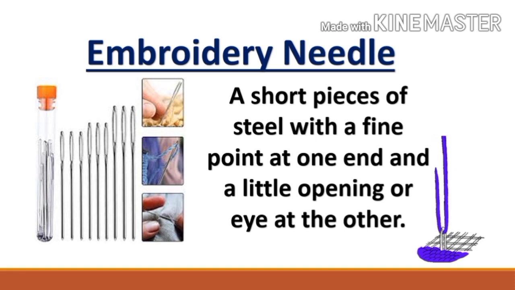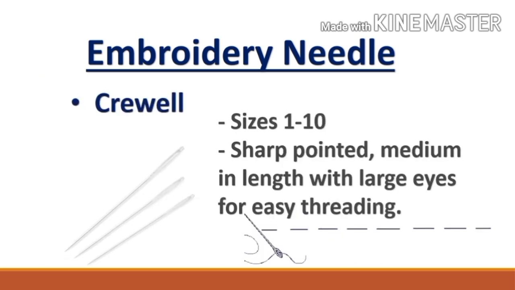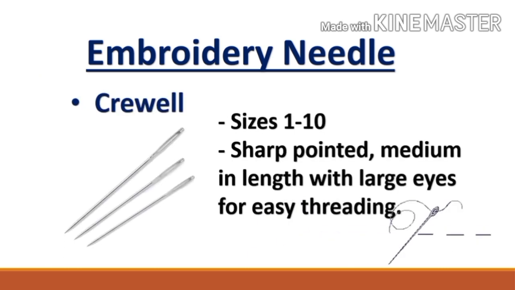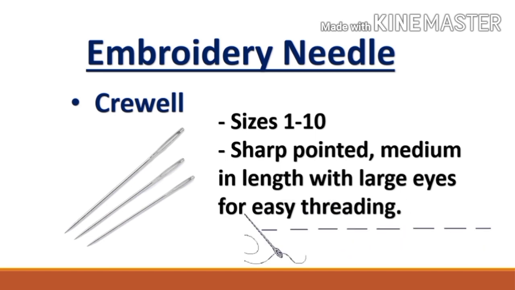The kind of embroidery work to do and the kind of thread to use are two things to be considered in choosing your needle. There are different kinds of needle. The first one is crewel. It has sizes 1 to 10. Crewel is sharp-pointed, medium in length, and with large eyes for easy threading.